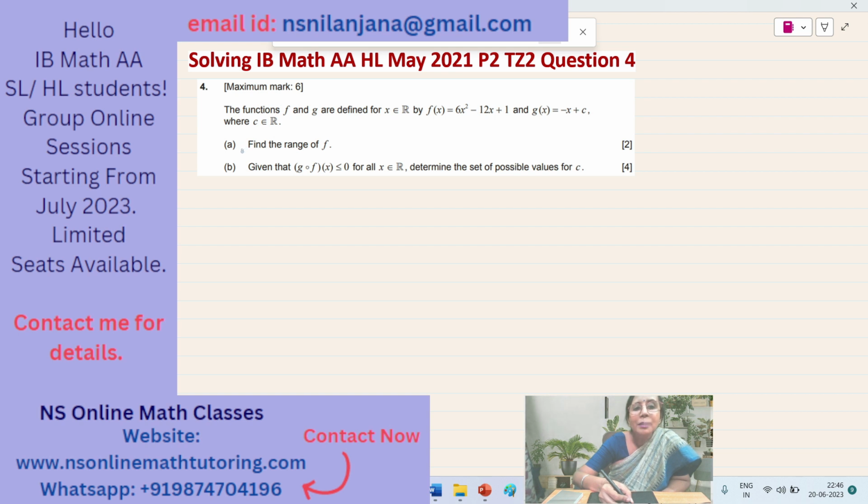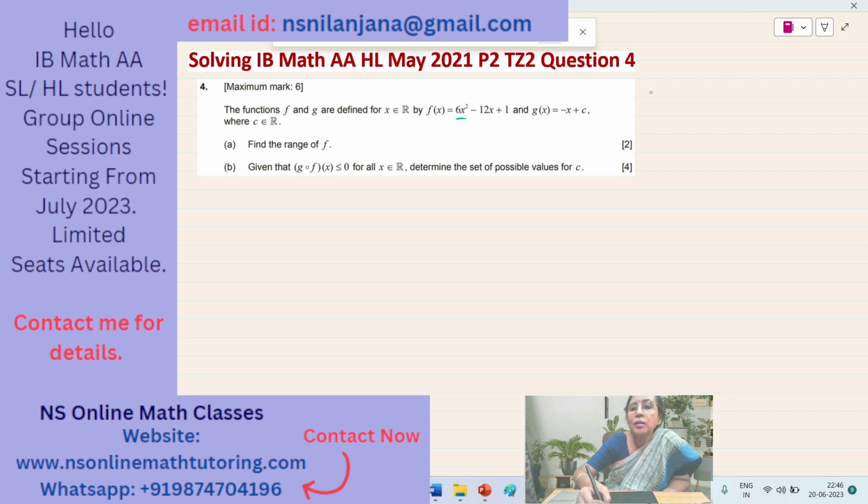And subpart A says find the range of f. Maximum mark is 2. To find the range of f means all the y values that are possible. Since f of x is a quadratic function, it will be opening upwards because the term containing x squared is positive. So the parabola will be opening upwards. Therefore, let us first of all find the vertex.